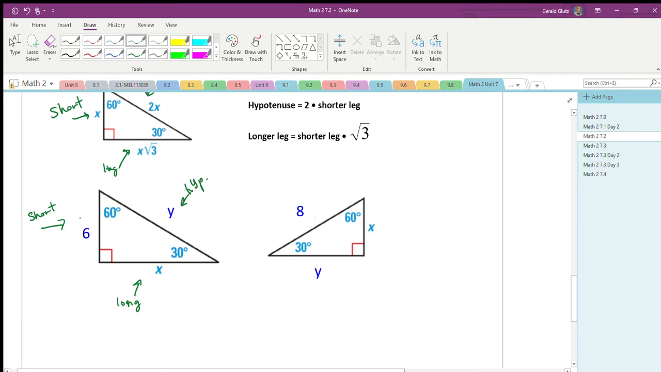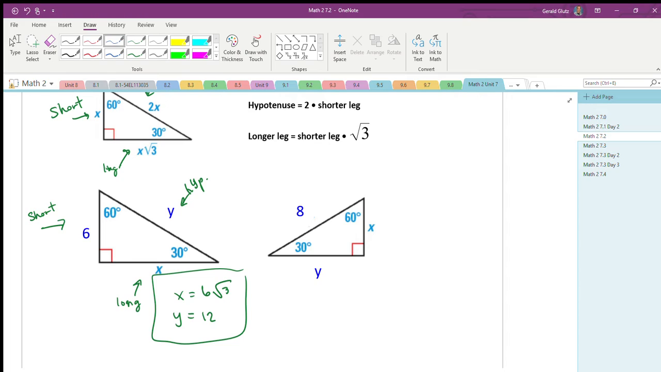So if the short leg is 6, I know the hypotenuse. Hypotenuse is y. Hypotenuse has to be 12 because 6 times 2 is 12. The long leg, I just multiply the short leg times square root of 3, so 6 root 3. So if you have a 30, 60, 90 triangle and they give you the short leg, the other two lengths are pretty easy to find.